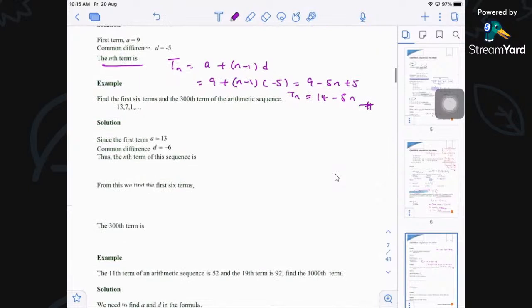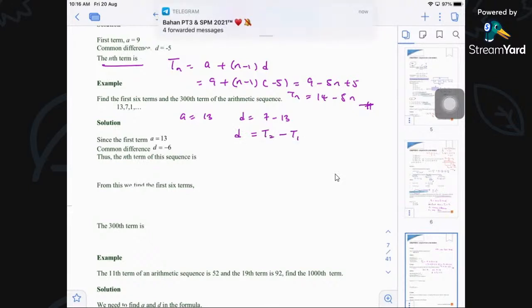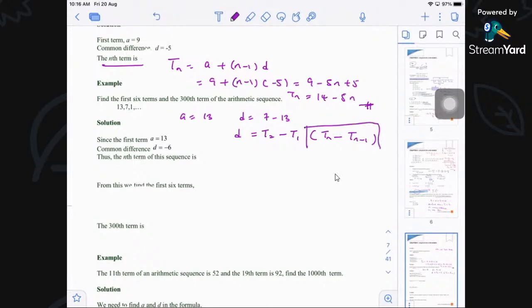The same thing over here. If you look at the second example, you got 13, 7, and 1. The a there is 13. The difference you get by 7 minus 13. Why? Because the difference formula is T2 minus T1, or more generally, Tn minus Tn minus 1. This is the more general formula to be known.